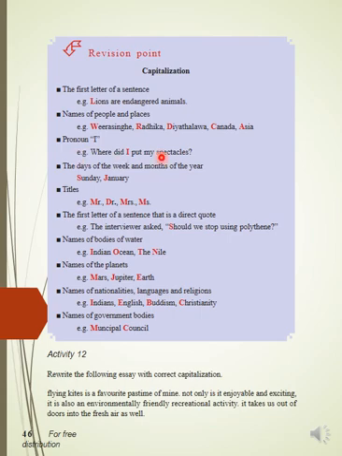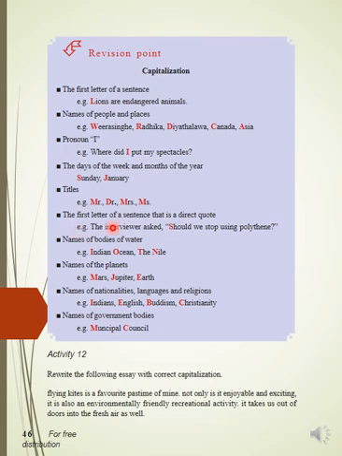The days of the week and months of the year. Days and months, first letters are capitals all the time. Titles: Mr., Dr., Mrs. This is a shortened form of Mistress. The title's first letter should be capital. The first letter of a sentence in direct speech. When we are doing creative writing, you need this capital form. When you are writing direct speech, when the inverted comma starts, you have to write the first letter as a capital letter.